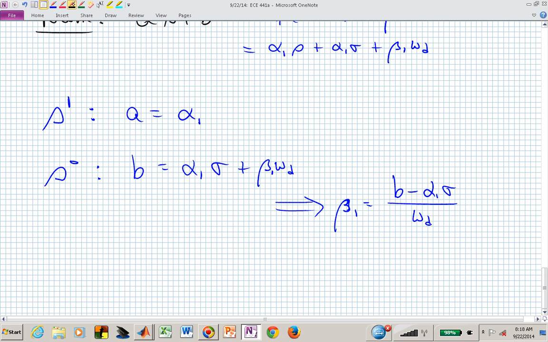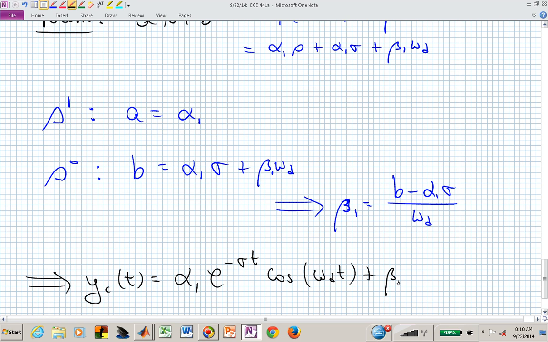Now that I've given you that information, can you tell me what y sub c of t looks like? That's just some amount of the cosine, an alpha 1 amount, e to the minus sigma t cosine omega sub d t, plus some amount of the sine.